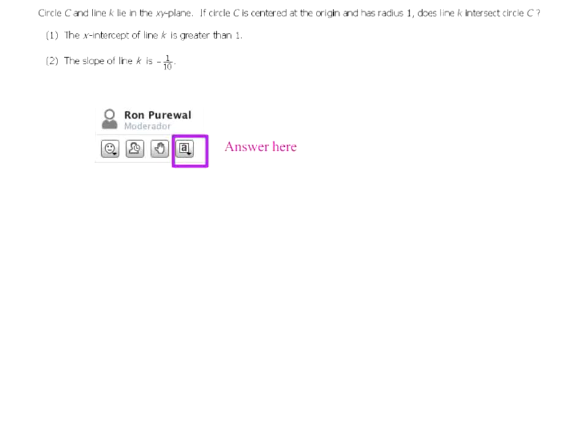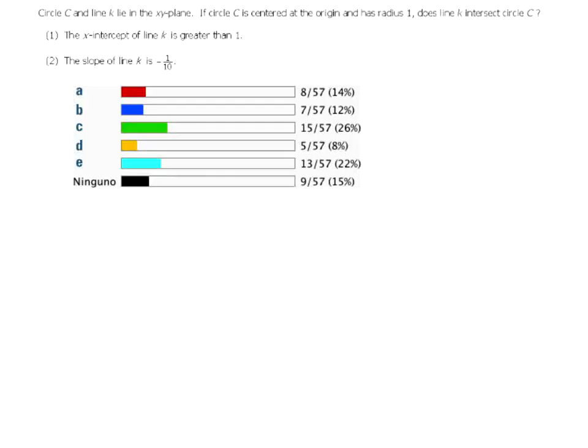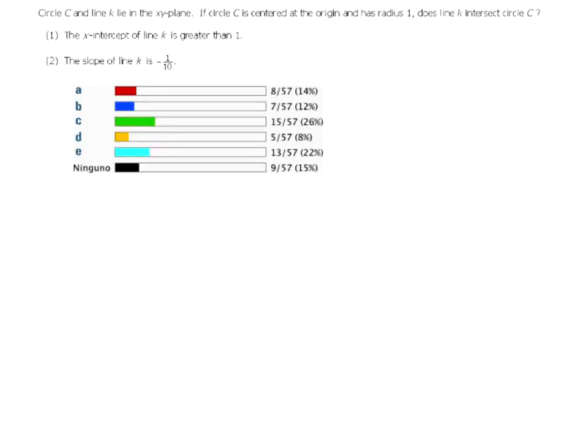Okay, let's talk about it. Circle C and line K. Here are the answers that you guys picked. We got people kind of all over the place on this one. But let's take a look. If circle C is centered at the origin and has radius 1, then does line K intersect circle C?